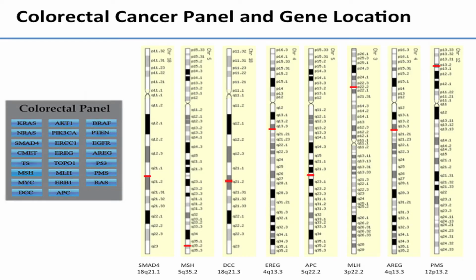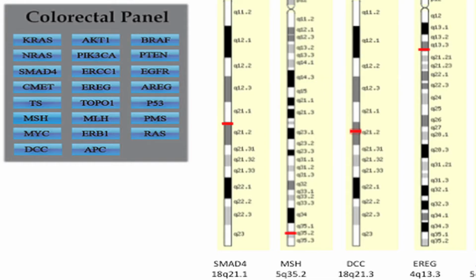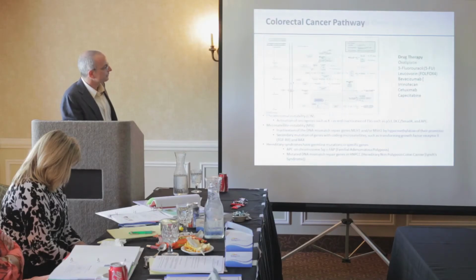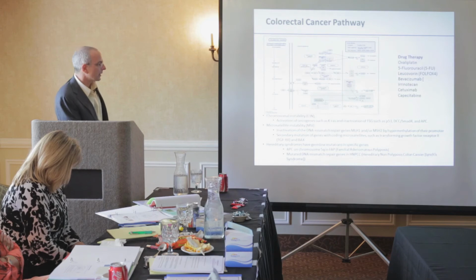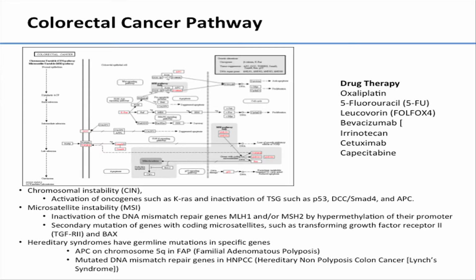Some of the genes on this, as I said, you'll see these come up quite a bit. So I tried to get some of the other different genes that don't come up so often picked up on here. And then here's the pathway. You've got instability at the chromosomal level. You've got microsatellite instability with this one, as well as hereditary diseases or syndromes that come in, of which we've heard about Lynch syndrome. That's a big one. Adenomatous polyposis.